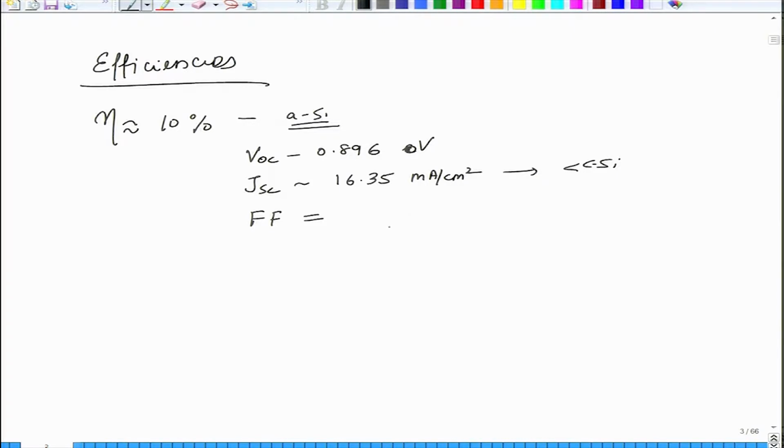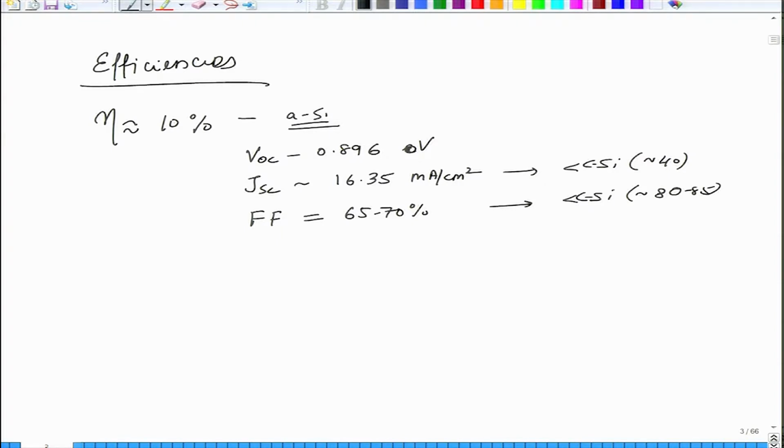In this case you get a current of about 16.35, and the fill factor is about 65 to 70%, which is again lower than crystalline silicon. The current is about 40 in the case of crystalline silicon. In this case the fill factor is about 80 to 85, so a very high fill factor is obtained in crystalline silicon solar cells. This is the impact of structure and defects in the structure on the performance. However, nevertheless, amorphous silicon was a very potent technology at one time, and a very talked about technology.